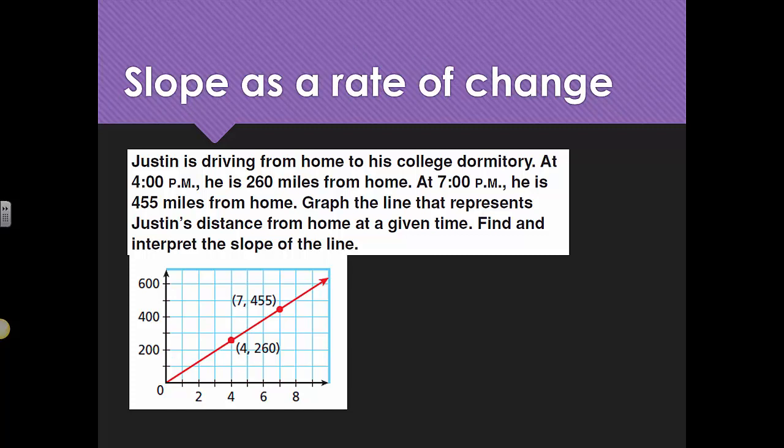So I already have my points. They have 4 and 260 and 7 and 455. So 4 and 260 is my first point for x and y, and 7 and 455. Okay, so to find the slope, I'm going to do the same thing that we have done before. I'm going to do the change in the y's, 455 minus 260, and the change in x's, 7 minus 4.